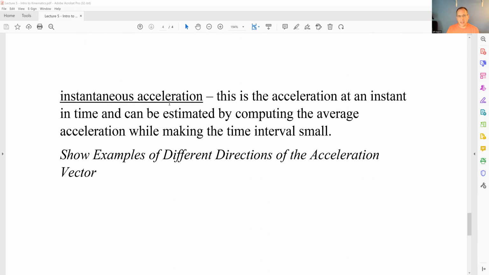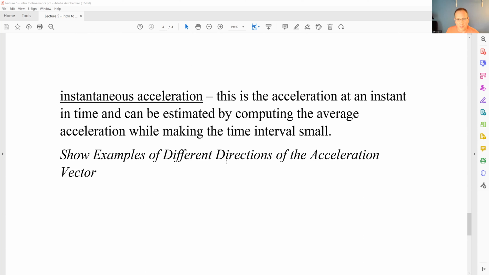And then finally, instantaneous acceleration is similar to what we've been talking about, right? It's the acceleration at an instant in time. Normally, you need calculus to compute it, but we could estimate it by computing the average acceleration just over a very small time interval, okay?